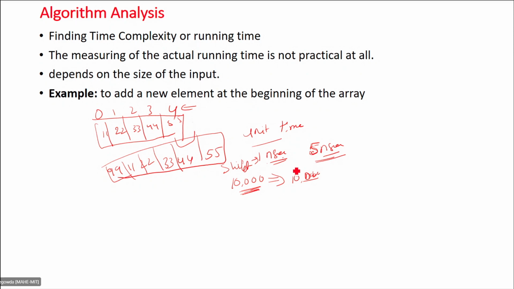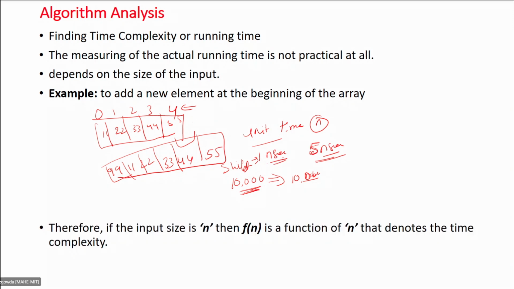So it concludes that the time complexity depends upon the input size. As your input size grows, the time complexity of an algorithm also grows. So therefore, if the input size is n, then f of n is a function of n that denotes the time complexity.